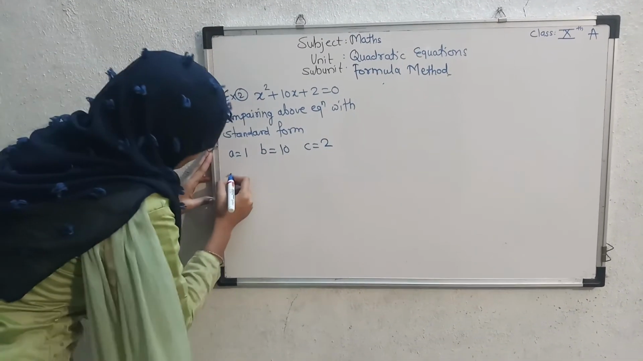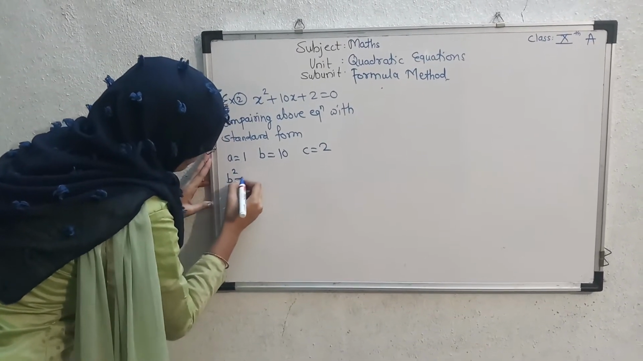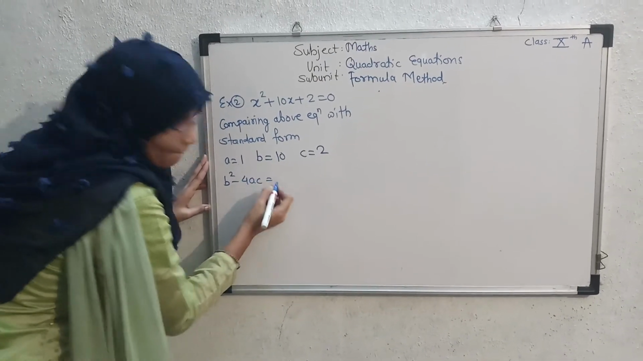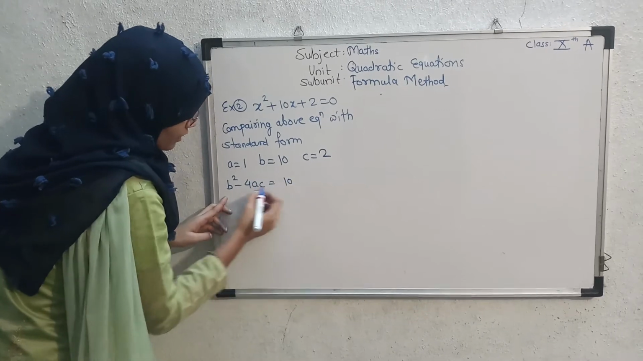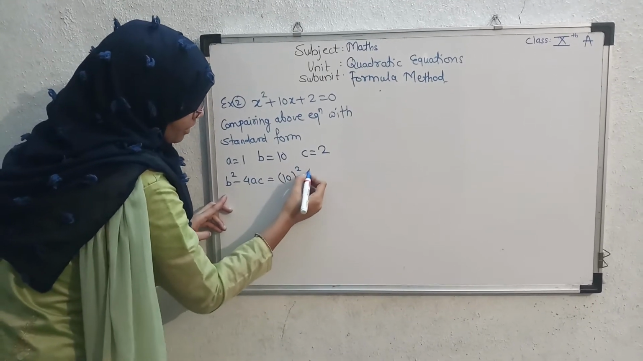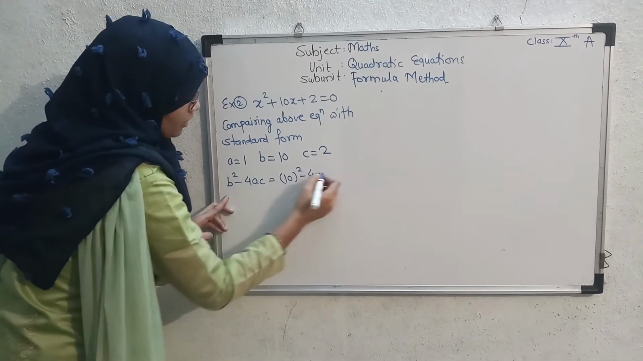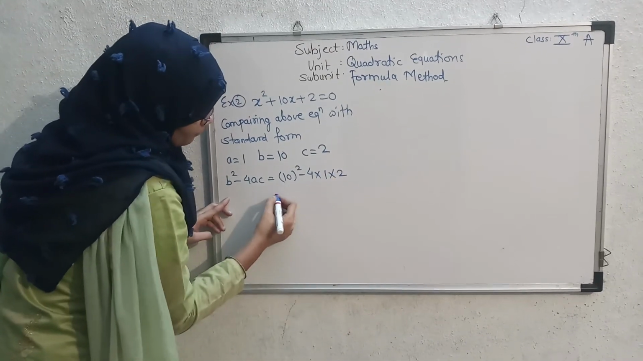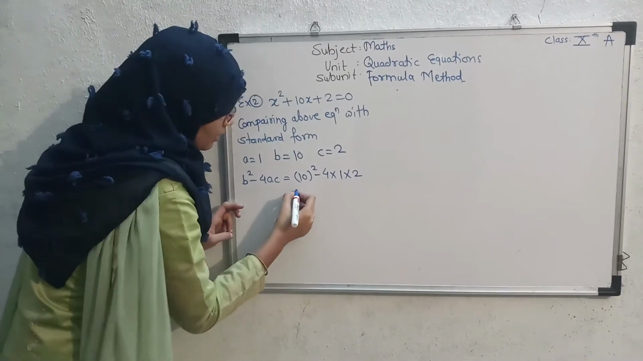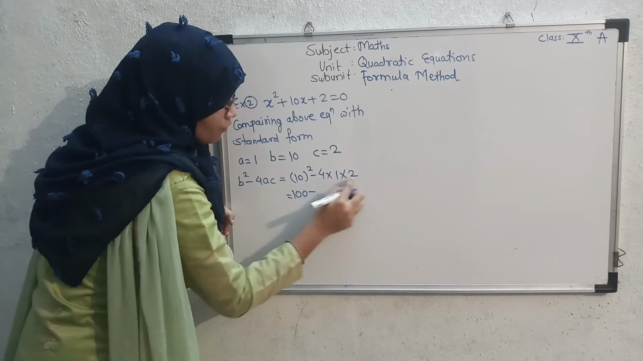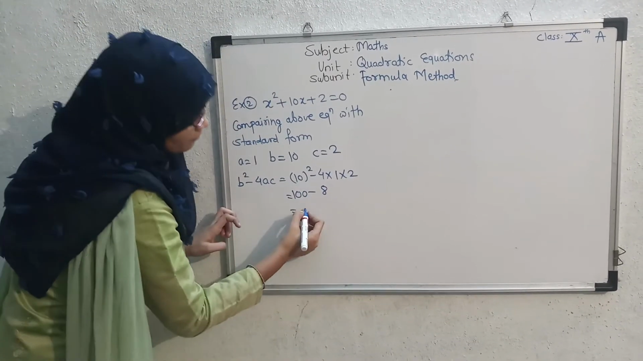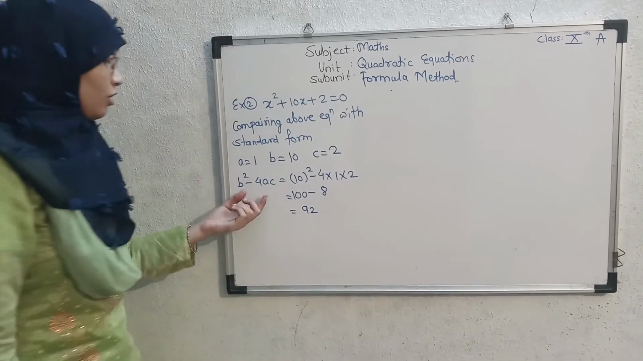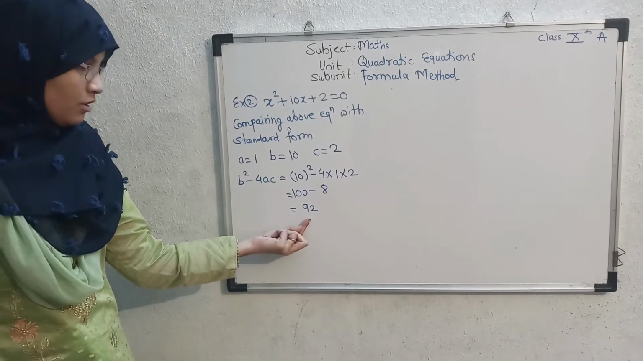Now first we will calculate the value of b square minus 4ac. What is value of b? It is 10. Now put b square, therefore 10 square minus 4 into a is 1 and c is 2. 10 square 100 minus 4 2s are 8. 100 minus 8 is 92. Therefore we got b square minus 4ac as 92.